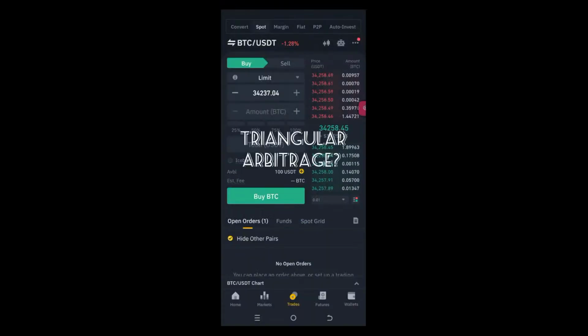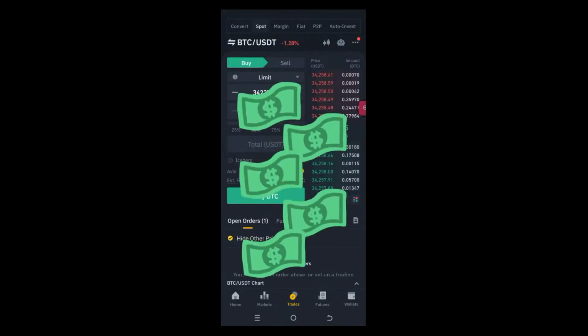Which makes more money? Is it triangular arbitrage? Or is it spot trading? Or probably could it be inter-exchange arbitrage? Let's find out. Welcome to Income Strategies, the place where you learn the skills to make money, to multiply your money, and to manage your money.